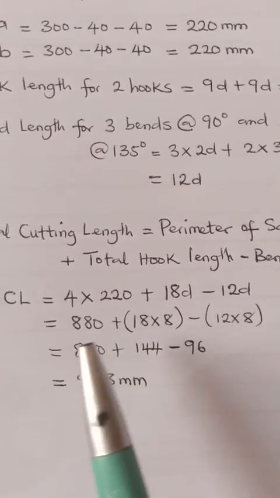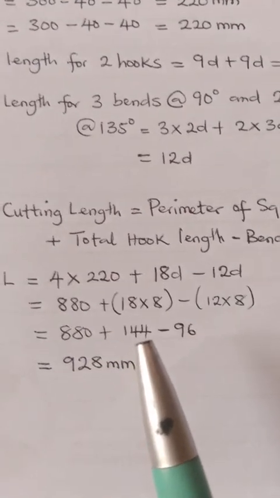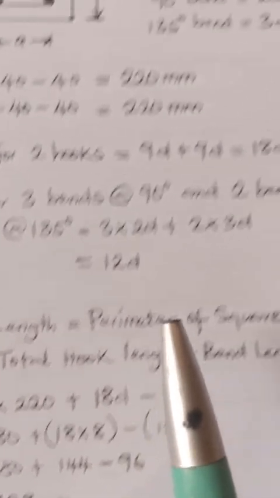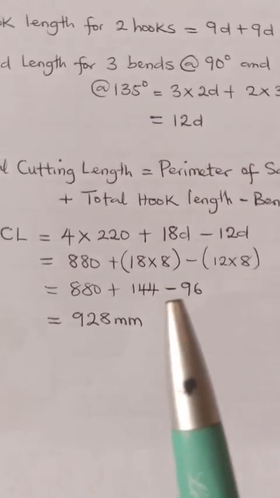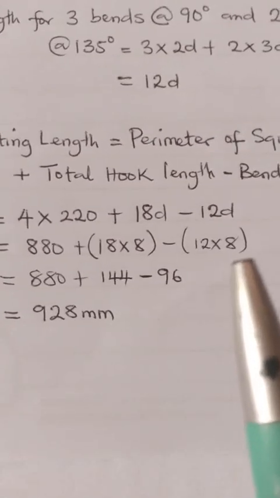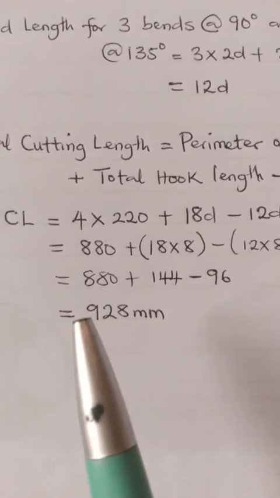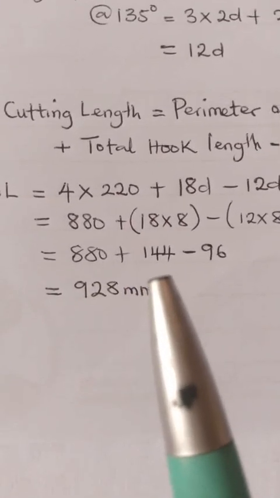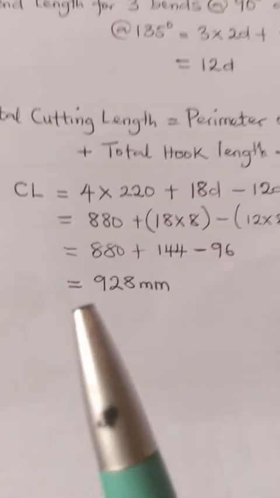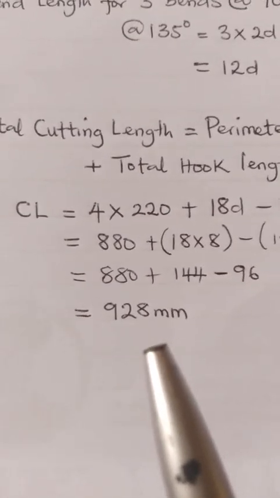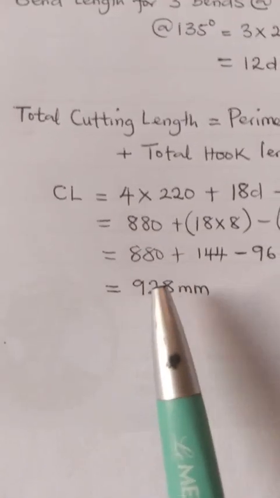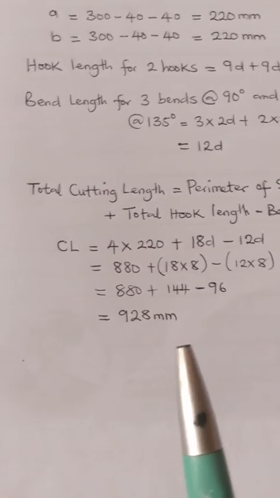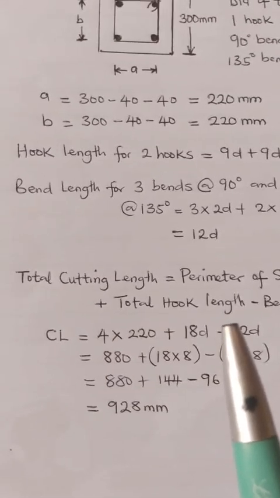So when you substitute, you have 880 plus 18 times 8, where the D here is the diameter. The diameter of tie is 8 mm, that is what we adopt. So we have 18 times 8 minus 12 times 8. That will give us 880 plus 144 minus 96. So it will give us 928 millimeters.